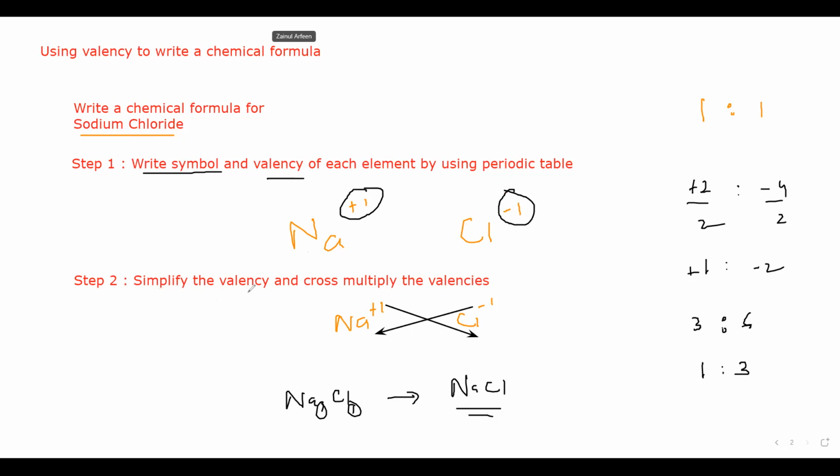Then simplify the valency. Simplify the valency means take the simplest ratio. So one of the valencies is 1 and the second one is also 1. So they are already simplified. You cannot simplify this 1:1. Then we cross multiply the valency. This is the valency of chlorine, we write it with sodium, and this one is the valency of sodium, we write it with chlorine. When it is 1 and 1 we don't have to mention it, so it is NaCl.